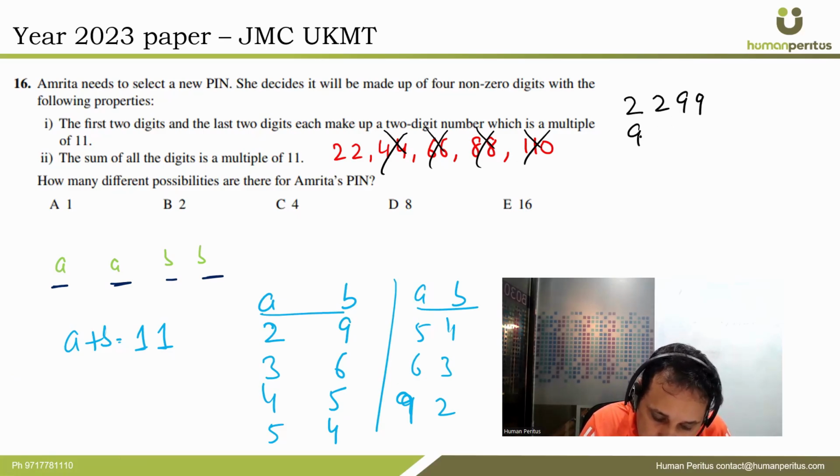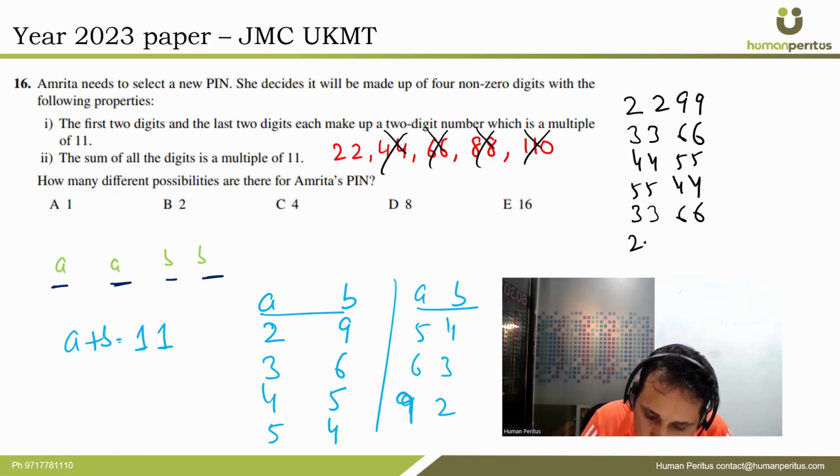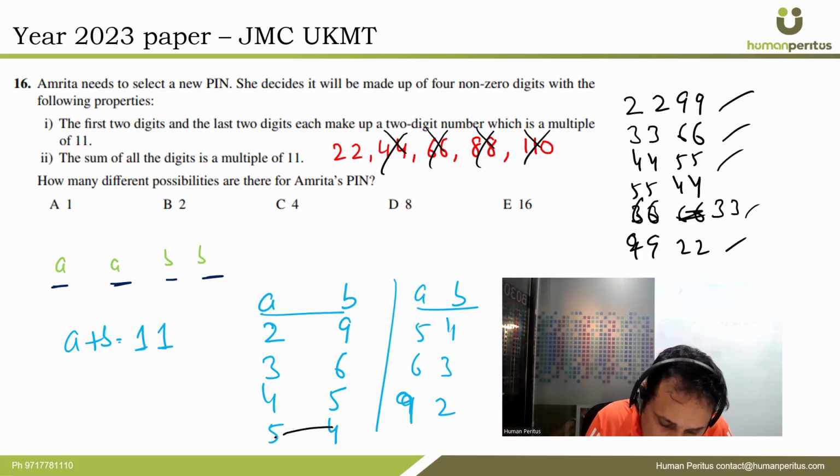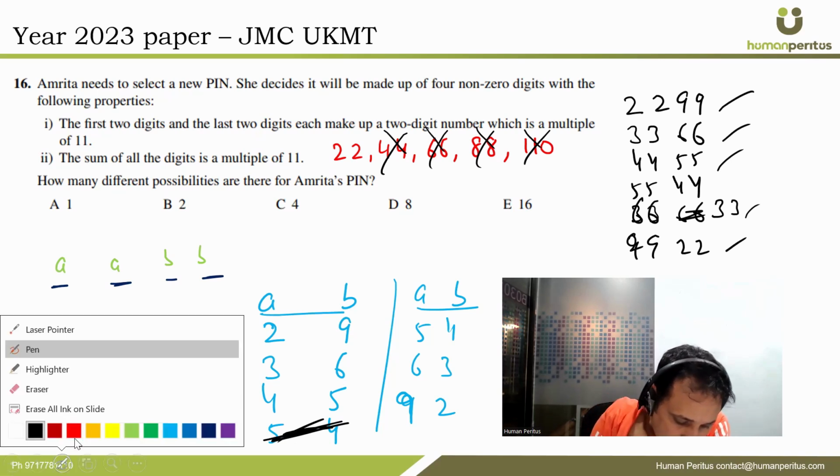Then of course 3366, 4455, 5544, 6633 and 9922. You will get 6 numbers, and therefore the correct answer will be option. How many numbers are there? Oh, I missed something. Oh, sorry guys, sorry.